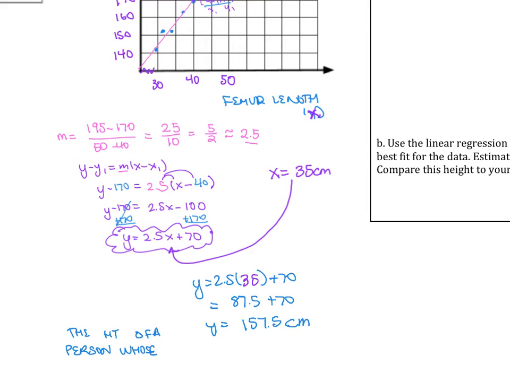So we can say the height of a person whose femur is 35 centimeters is about 157.5 centimeters tall.